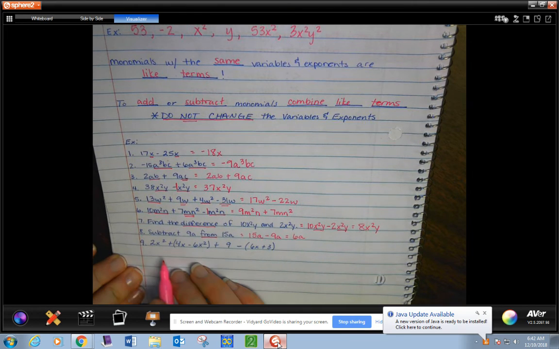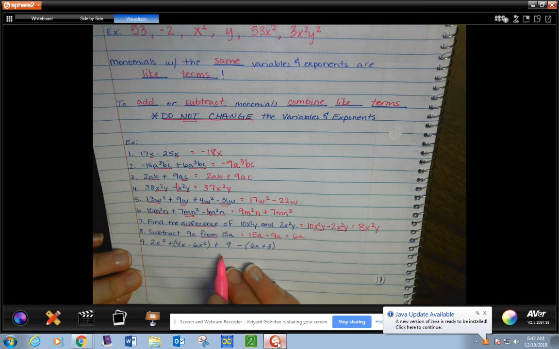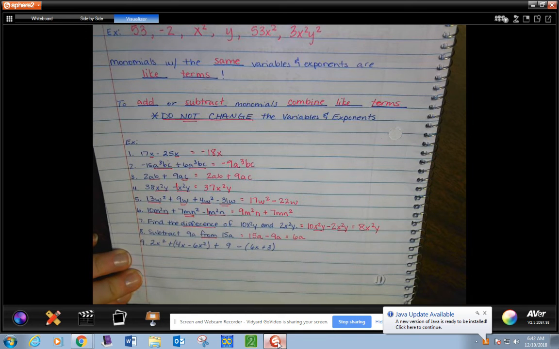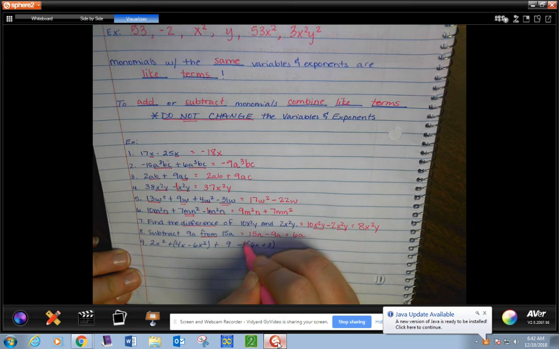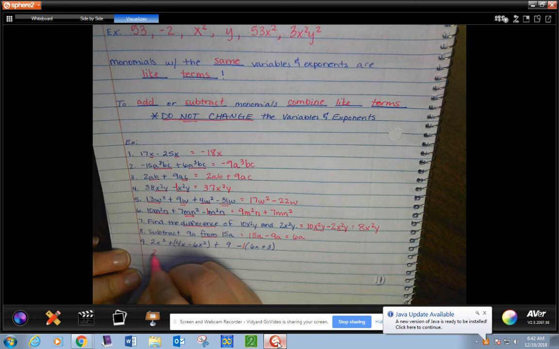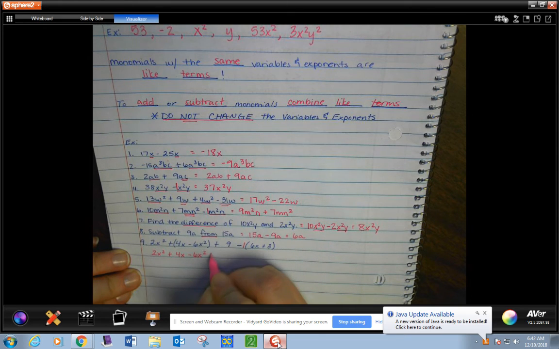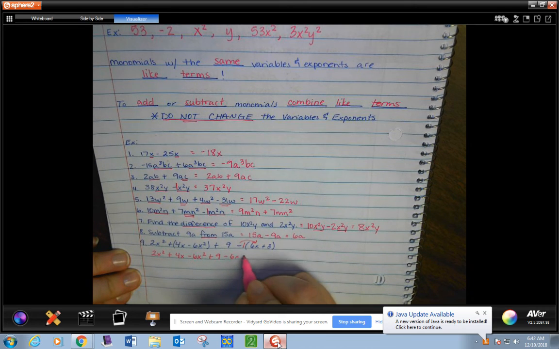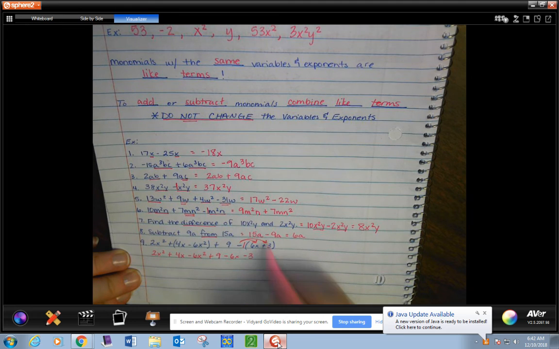Okay, for my last example, which you're going to probably have more examples like this today, we have 2x squared plus 4x minus 6x squared plus 9 minus 6x plus 3. Okay, the first thing we have to do is distribute this negative 1. So that gives me 2x squared plus 4x minus 6x squared plus 9. And now I have a negative 6x because negative 1 times 6x. And I have a negative 3 because negative 1 times 3.